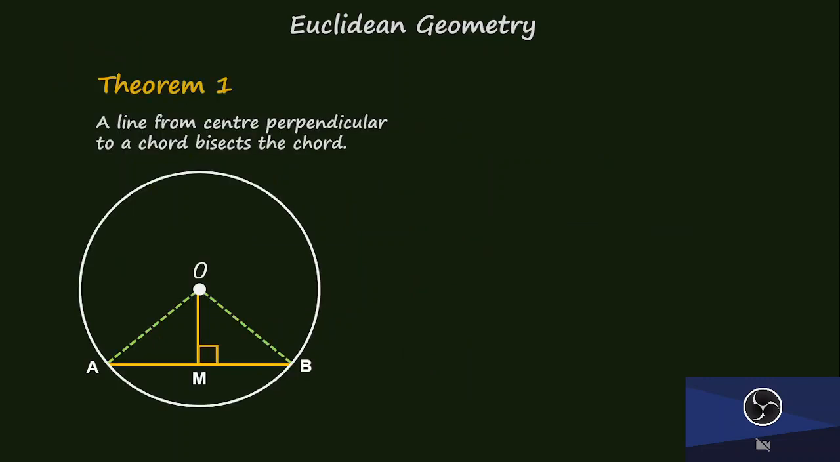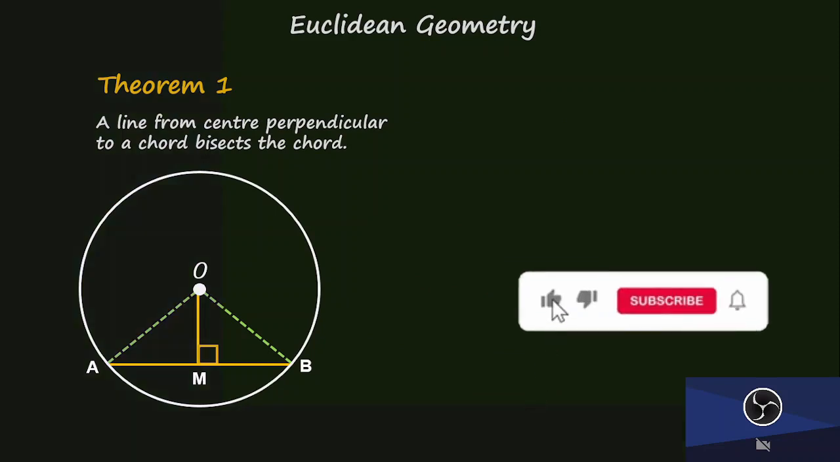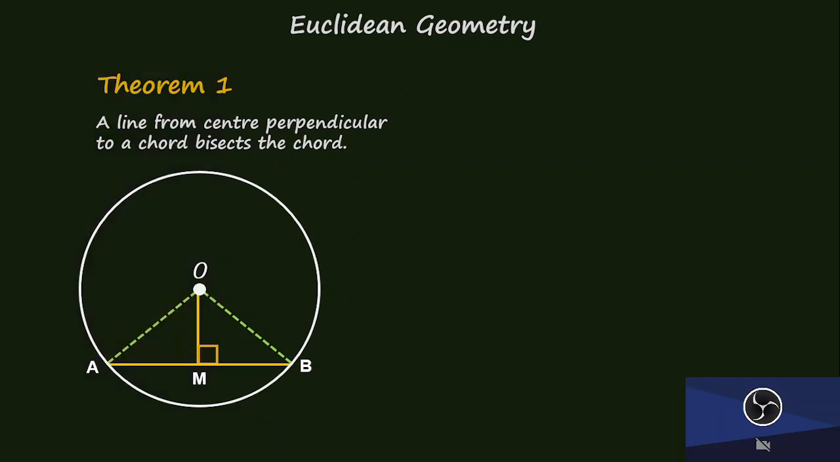Theorem number 1 says a line from the center of the circle, which is perpendicular to a chord, bisects the chord. So if we have a line that moves from the center of the circle and makes an angle of 90 degrees with any chord, in this case we have chord AB, it bisects the chord. By bisect we mean that it divides the chord into two equal halves. That means since OM is perpendicular to AB, therefore AM equals MB.